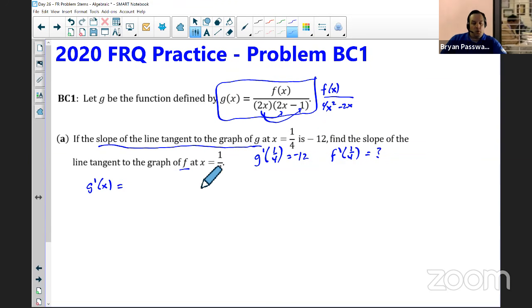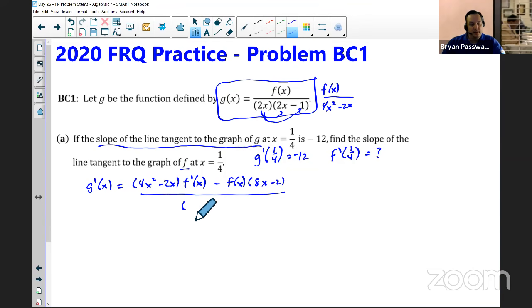And so then the quotient rule, low D high, so it's going to be 4x squared minus 2x times f prime of x. Hey, there's that f prime that showed up. That's pretty good news. Minus high D low. So it's going to be f of x times 8x minus 2 all over the bottom squared, right? The 4x squared minus 2x quantity squared. So we've now taken the derivative.